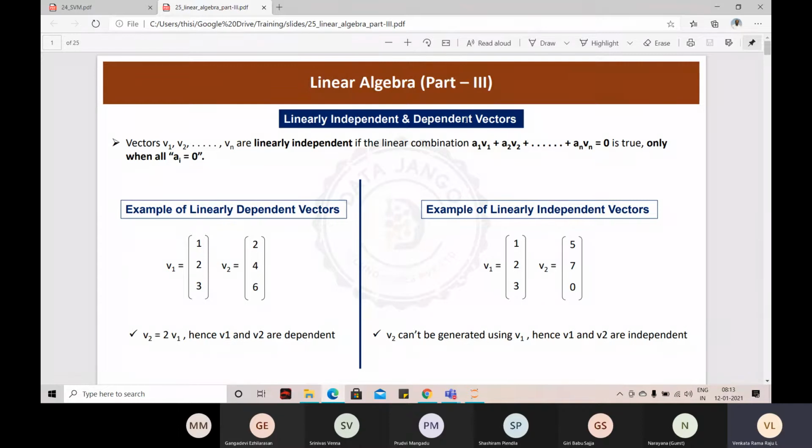If that is not there, then you call it linear independence. You take these two columns, two vectors, we call them vectors because we are representing them as column matrices. You multiply the first vector by 2, you will get the second vector. V2 is equal to 2 into V1. These two are linearly dependent. Strongly correlated columns are linearly dependent.